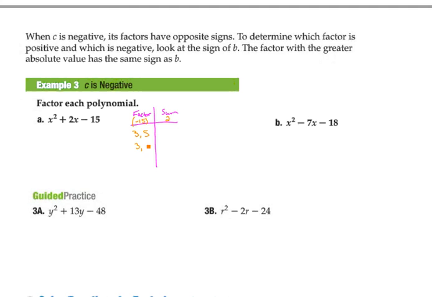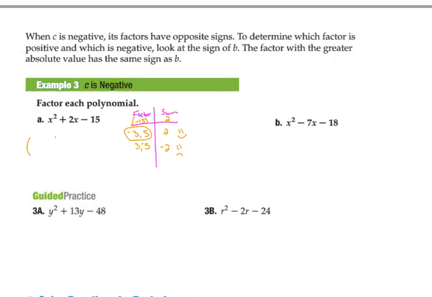But remember, I have to write it twice because I have the option of making that 3 negative or making that 5 negative. Okay, so negative 3 plus 5 is 2. Look at that. Right away we caught it. And then 3 plus negative 5 is a negative 2. So that did not work. Okay, so we know it's these two numbers.